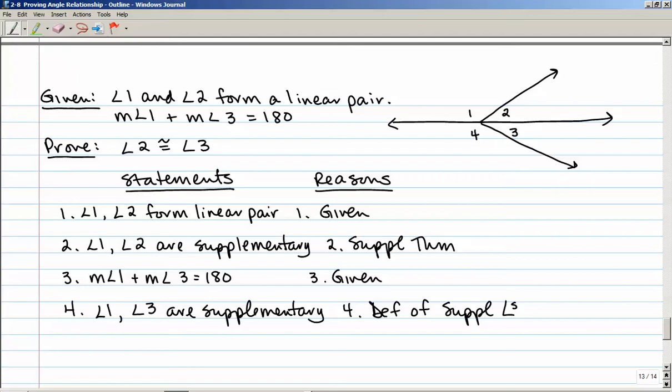And now using step 2, if 1 and 2 are supplementary, and step 4, 1 and 3 are supplementary, then using the congruent supplements theorem, I can say that angle 2 is congruent to angle 3. If 1 and 2 are supplementary, and 1 and 3 are supplementary, then 2 has to be congruent to 3. And if you remember from part 1, that was the congruent supplements theorem. And we've proven what we need to prove.